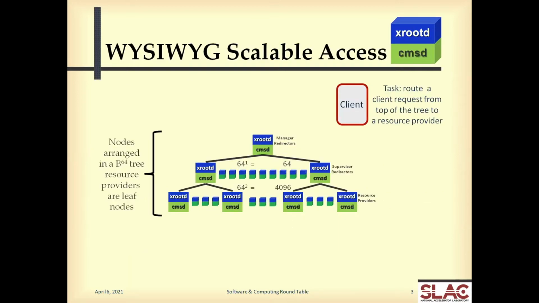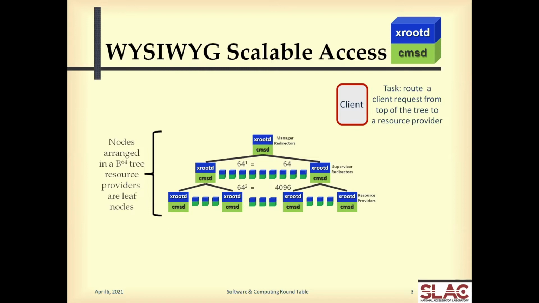Now, the notion is, how do you provide scalable access? This is just a little bit of an example. We have here a tree of nodes. These nodes are arranged in a B64 tree. The reason we choose that is it just makes routing a lot faster, and also it has a huge scale out. So you can see once we have a 2-level tree, we can support 4,000 servers.